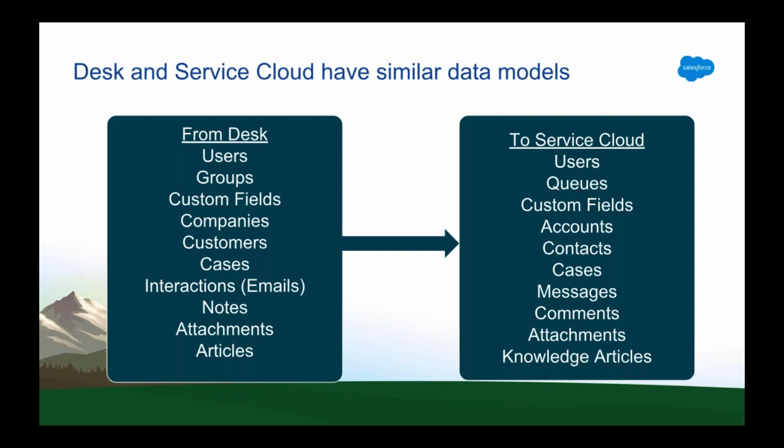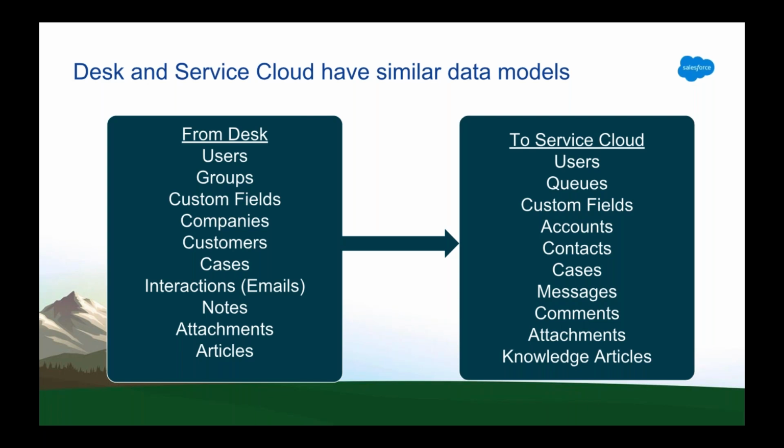To talk about the migration tools, we need to talk about the data models, because it affects how the tools function. On the left side here, we have a list of objects that Desk uses, and on the right, we have Service Cloud. You can see the users have the same name. Groups are called queues, custom fields, companies are called accounts, customers are called contacts, cases, and so on. And articles are called knowledge articles. So you can see that things line up pretty well.